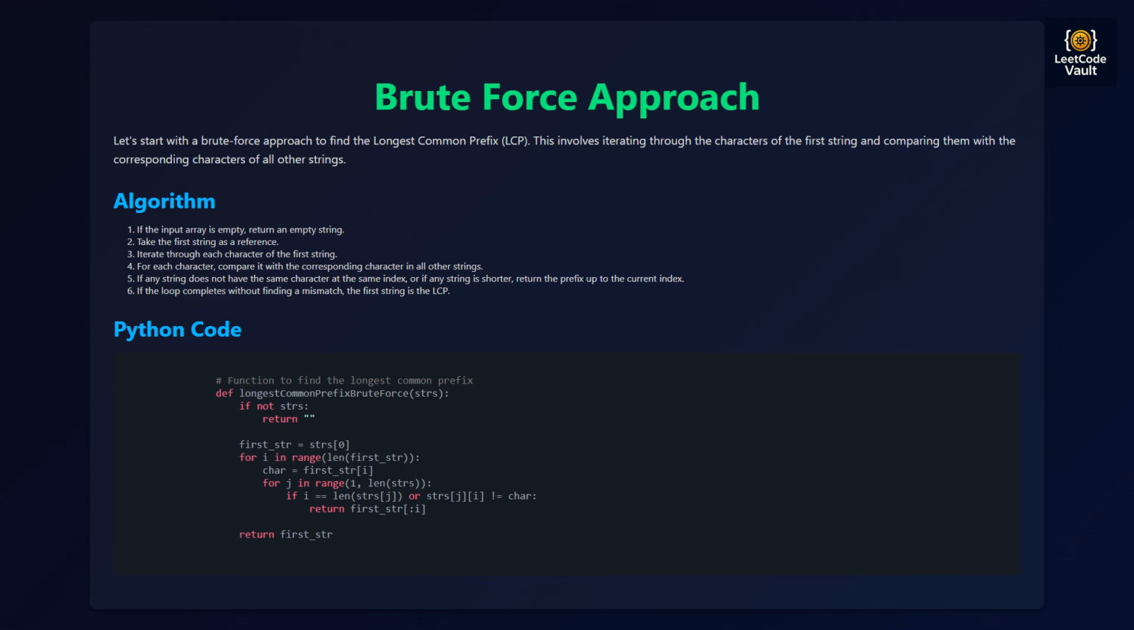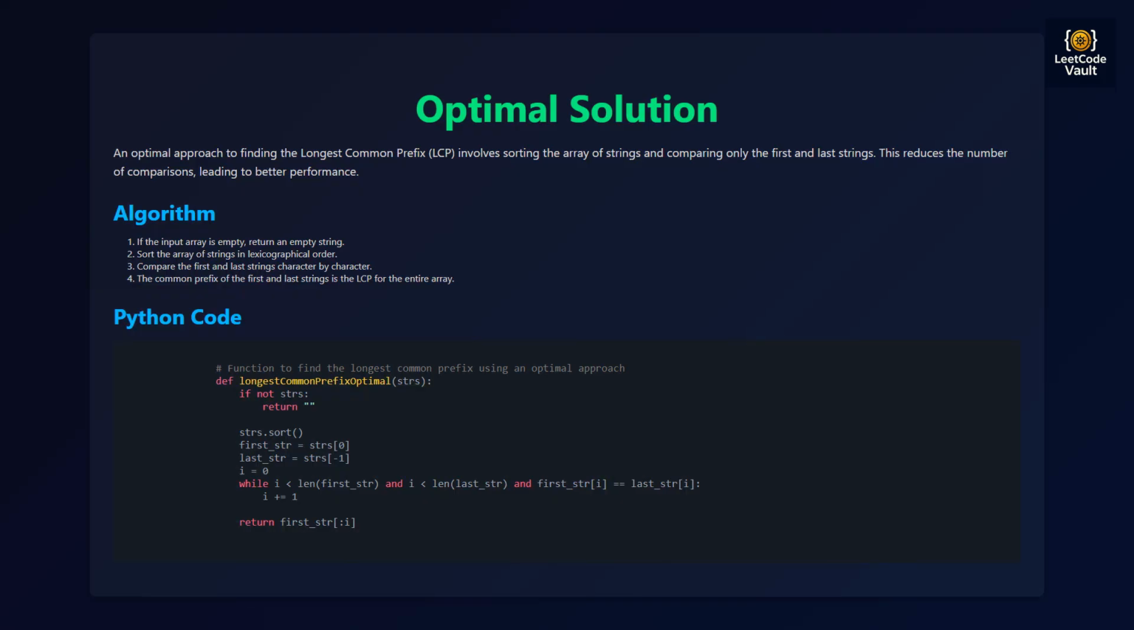Specifically, in the worst-case scenario, we end up comparing every character of every string with every other string, resulting in a time complexity of O(n squared), where n is the total number of characters across all strings. While it works for smaller inputs, this brute force approach is definitely not optimal for larger data sets. It becomes computationally expensive very quickly.